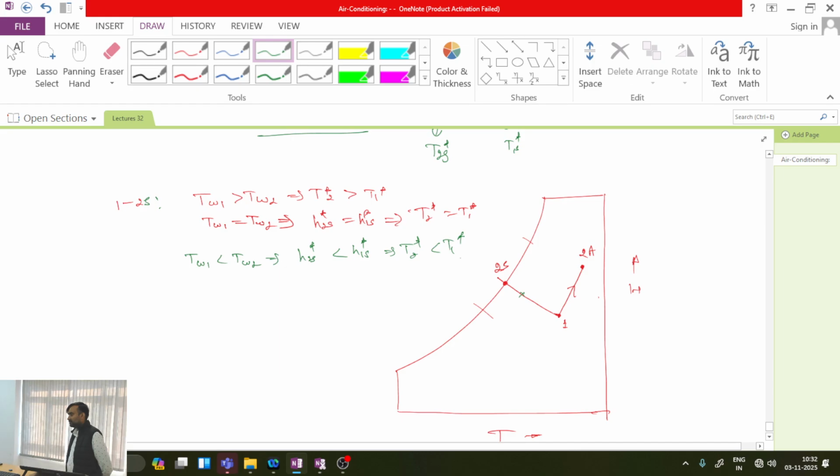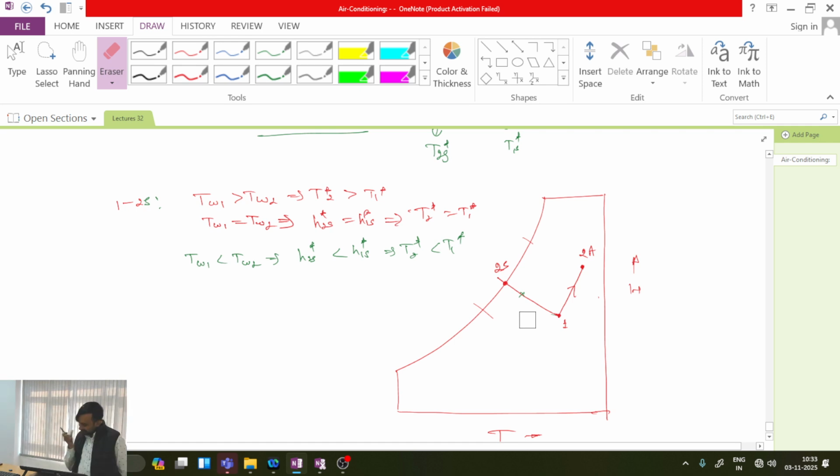Okay, this is the scenario. In this process, cooling and humidification will take place, but in such a way that the temperature must decrease. So it means like this, I will be getting some line like this. Is this point clear? So these are the different conditions which we have seen.